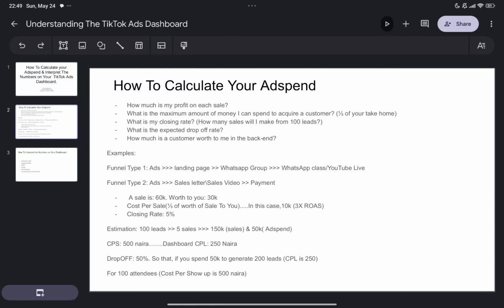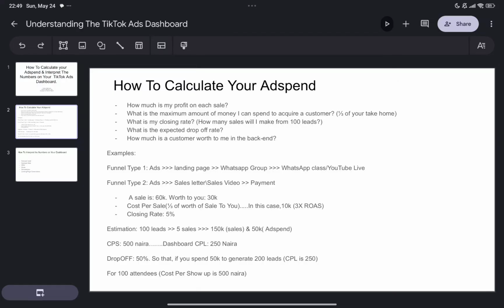So let's say a product is 100,000 naira, right? How much will I be willing to pay to acquire a customer? I'll just say 100,000 divided by 3, and that means about 33,000 naira. I'm willing to pay that amount of money to acquire a customer.